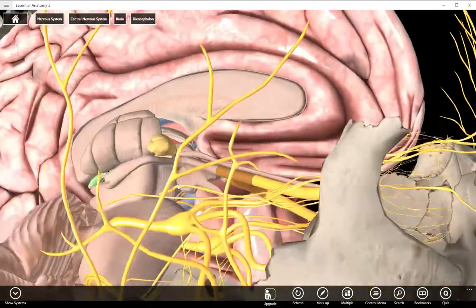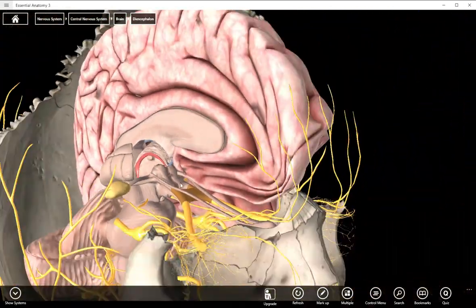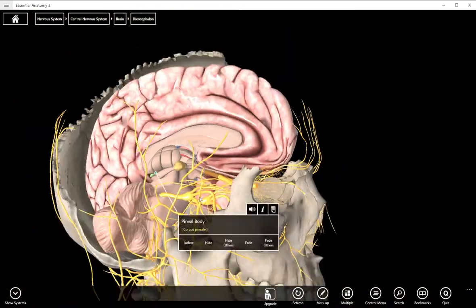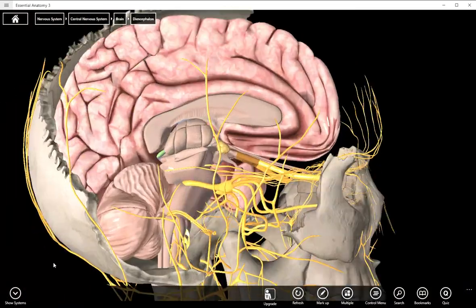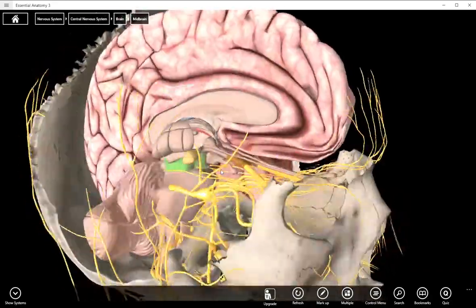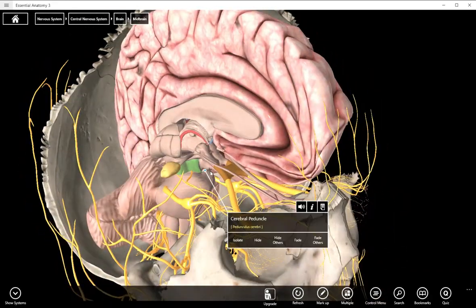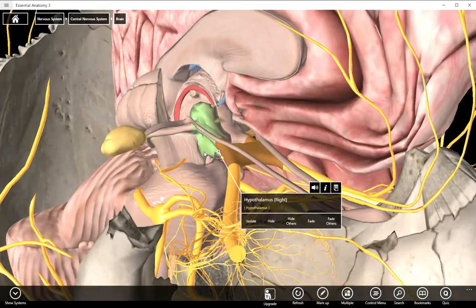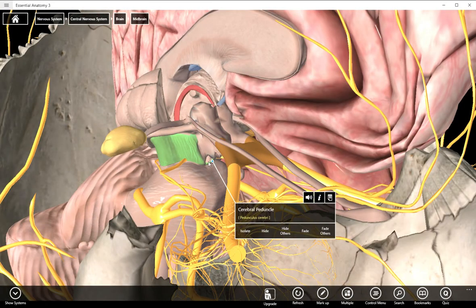Okay, let's look at the brainstem. Brainstem is comprised of the midbrain, pons, and medulla. And you can see them all pretty well here, it looks like. So here's the midbrain. See, that is a cerebral peduncle. It's a part of the midbrain. Wonder if there's a way that we can select the midbrain.